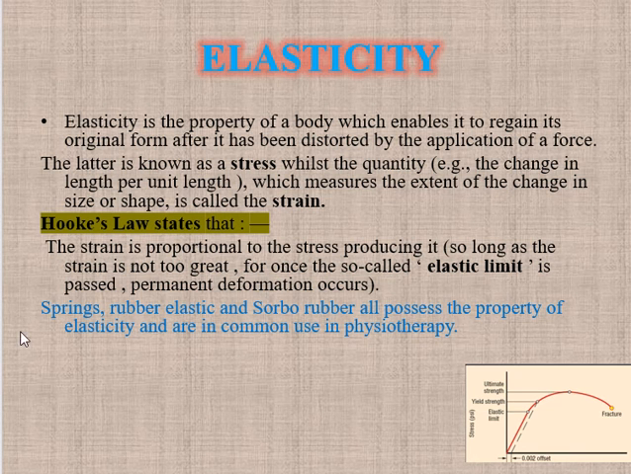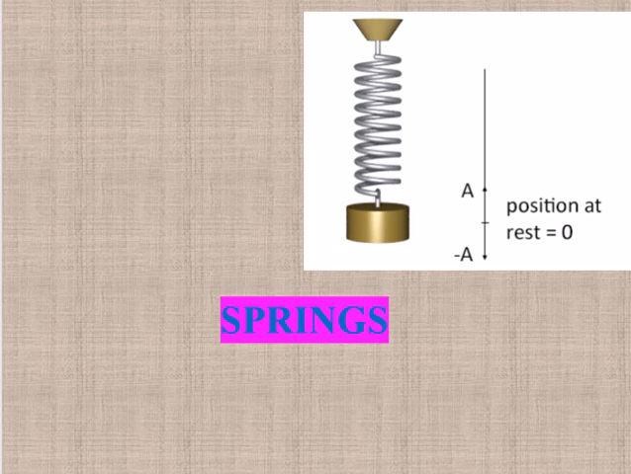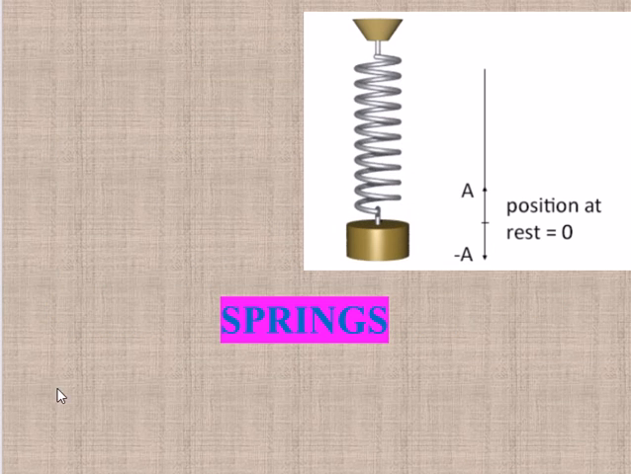Springs, rubber elastics and sorbo rubber all possess the property of elasticity and are in common use in physiotherapy. Now look at them one by one. Springs.